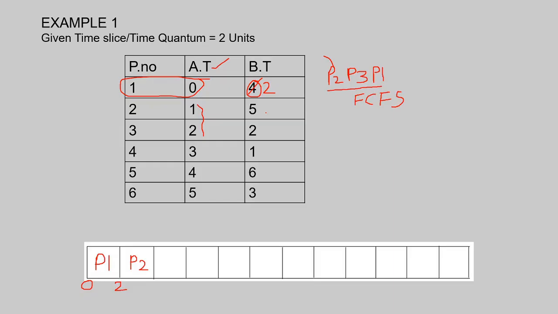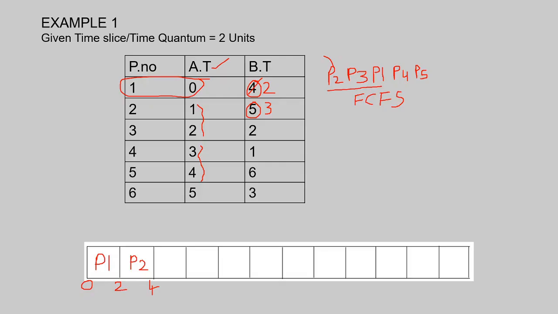Now process P2 is also going to execute for 2 units, that is 2 to 4. Out of 5, it has executed 2 units, so still 3 units are remaining. While process P2 is executing, check which other processes are in the queue now. Yes, till unit 4, process P4 has come into the queue and process P5 has come into the queue. So this is the queue.